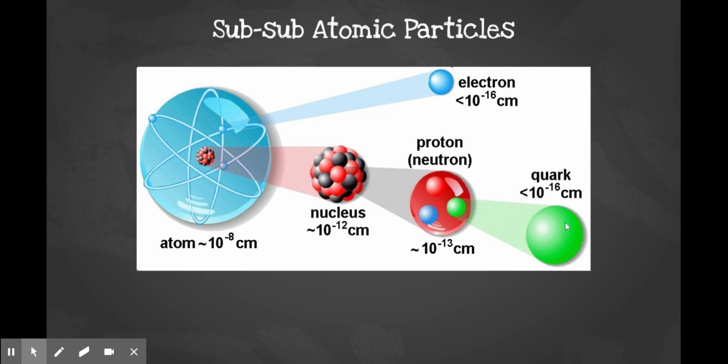Okay, and over here we have quarks. So the proton is made up of 3 quarks, and we're going to go over that in a second. So what makes up the protons is these tiny quarks, and you can see that they're roughly the same size as an electron.